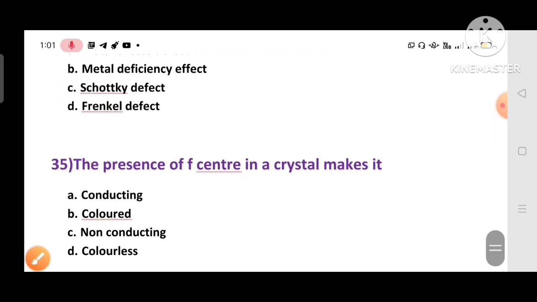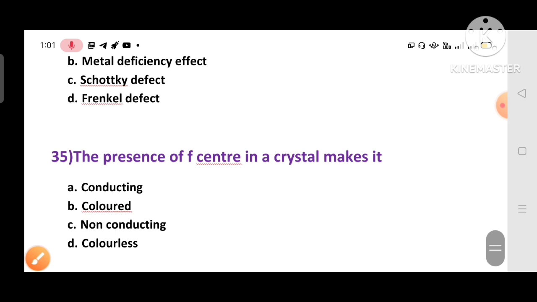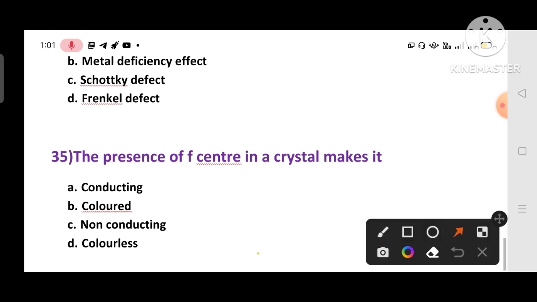Next question. The presence of F center in a crystal makes it option A, conducting, option B, colored, option C, non-conducting, option D, colorless, and the right answer is option B, colored.